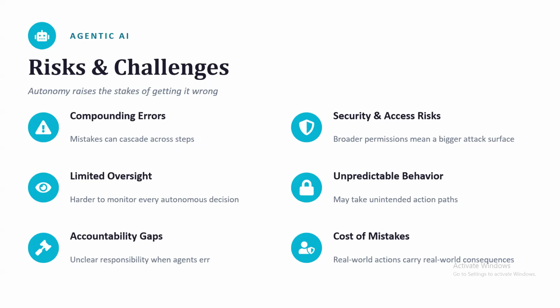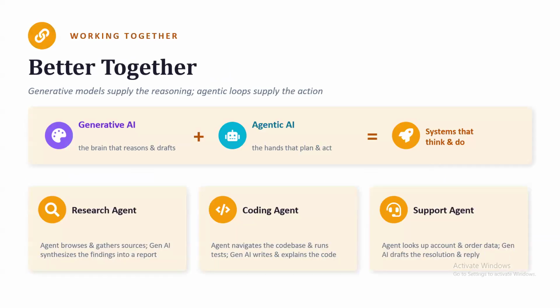Risks: compounding of errors, limited oversight, accountability gaps, security and access risk, unpredictable behavior. Sometimes it takes a different path and behaves differently. Better together: generative AI and agentic AI make a system that can think and do. So we need to use both in combination so that the system will be more robust. Research agent, coding agent, and support agent.